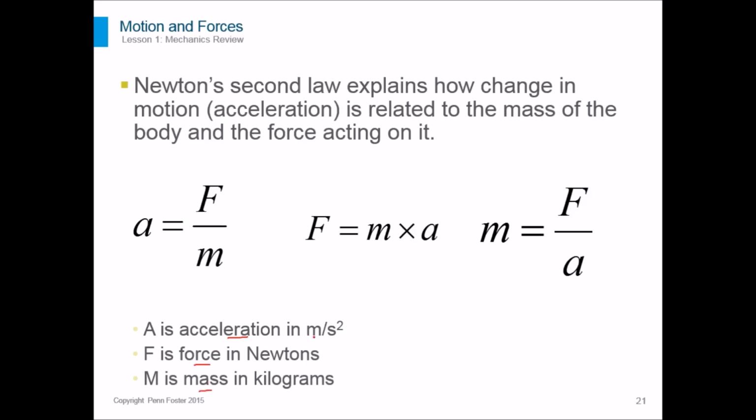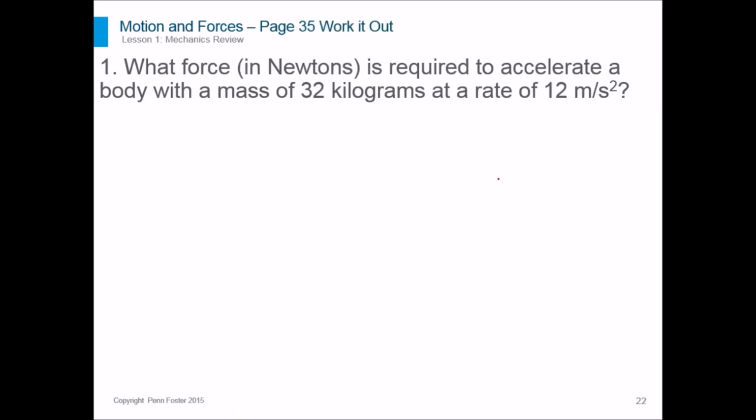And these are the units that we use. Acceleration is going to be in meters per second squared. Force is in newtons, and mass is in kilograms. So it's the same formula, it's just rearranged three different ways so that we could solve for acceleration, or we could solve for force, or we could solve for mass. Okay, so let's look at some examples of using Newton's second law.